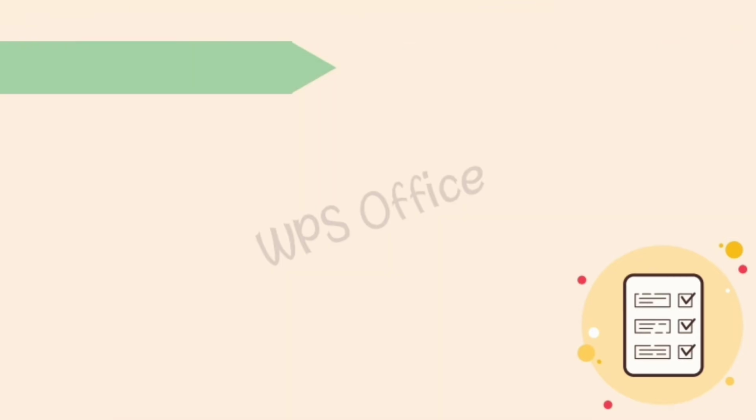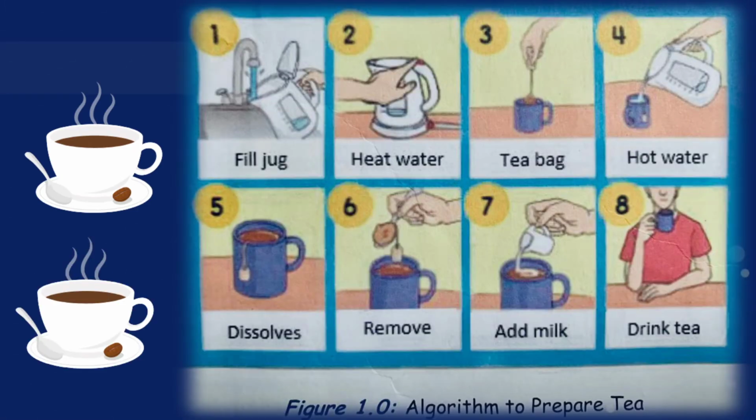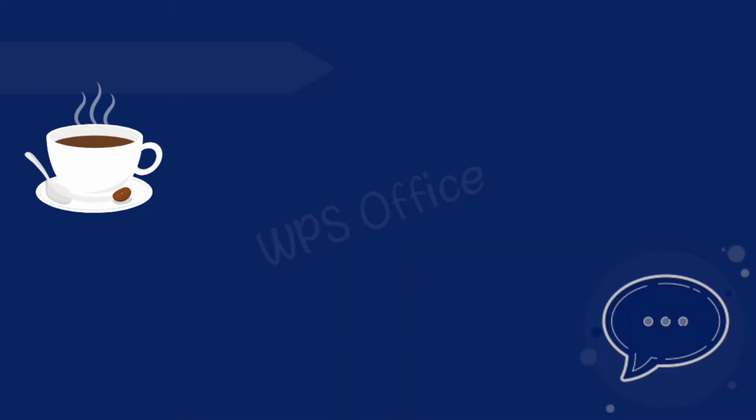Let's see the pictures. You can see we have step 1, which is fill jug. Step 2, heat water. Step 3, tea bag. Step 4, hot water. Step 5, you dissolve. Step 6, remove. Step 7, add. And step 8, you drink.